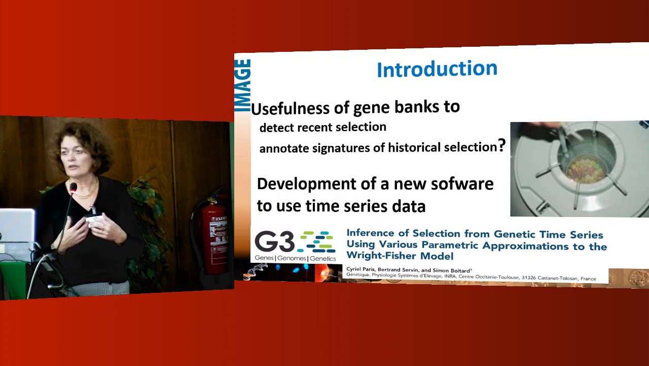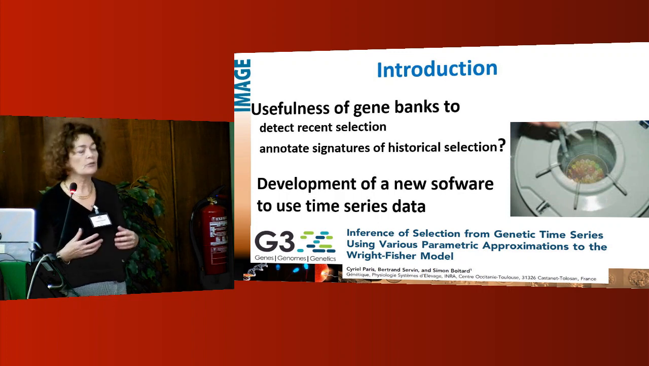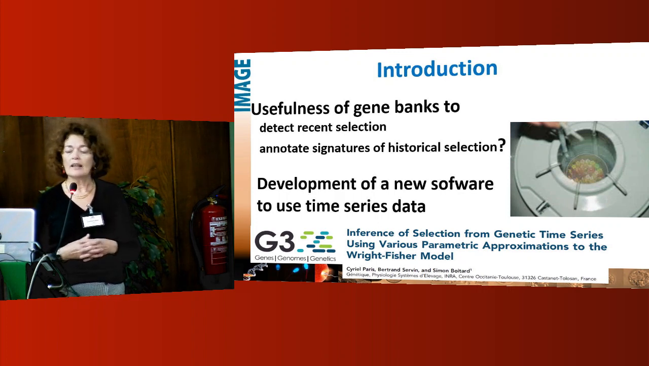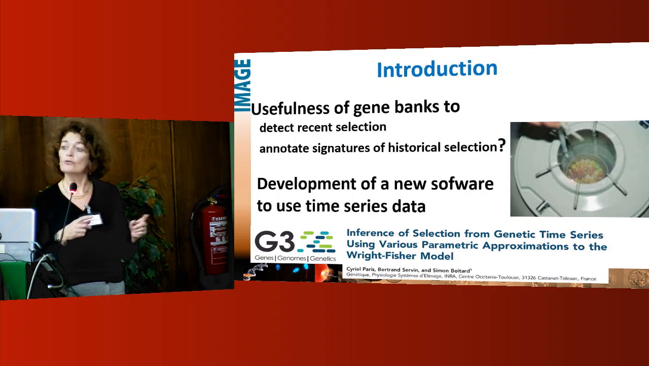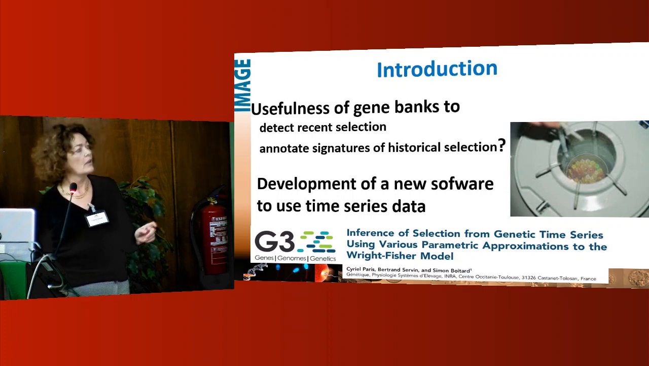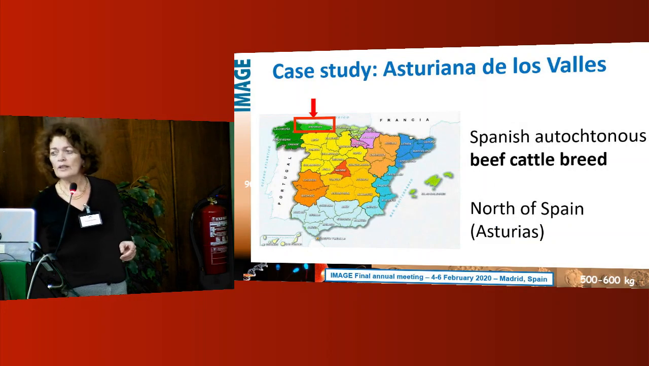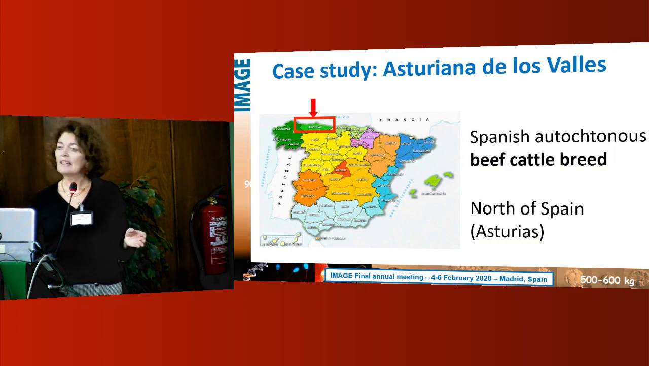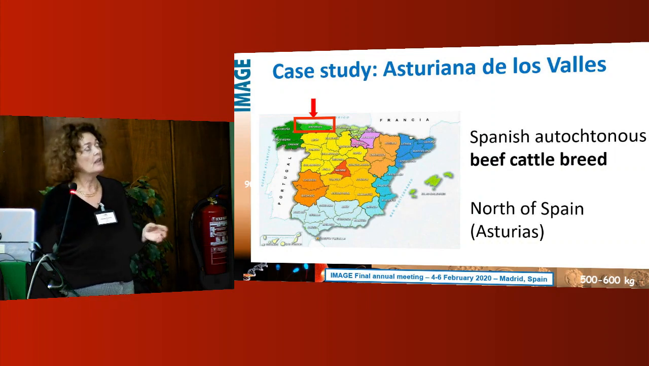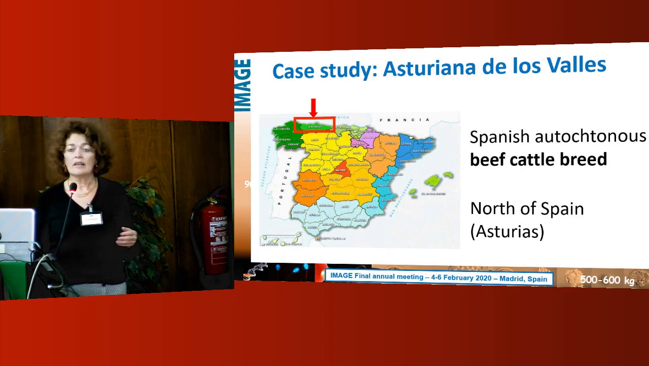It's not my model, so that's why I'm not really talking very well about it. It's following a kind of Wright-Fisher model, but it tries to approximate transition probabilities between two time points. So this is what we are going to use. The case study that we have applied here is the Asturiana de los Valles samples.